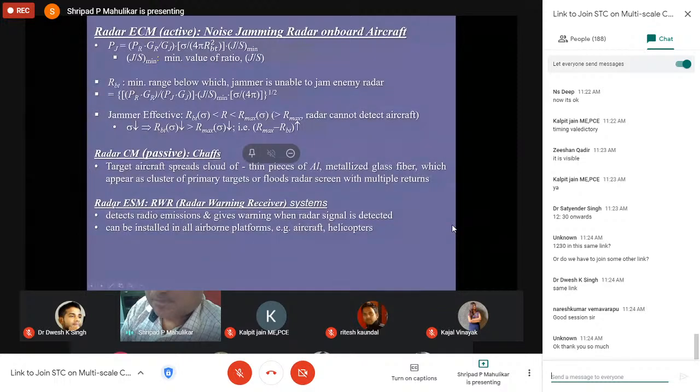An example of radar ESM, electronic support measure for radar, is RWR, radar warning receiver systems. RWR detect radio emissions and give warning when a radar signal is detected. Their aim is to detect radio emission, which will be from the radar transmitter, and to give the target aircraft a warning when the radar signal is detected. RWR can be installed on all airborne platforms like aircraft and helicopters. In fact, most military aircraft and helicopters have RWR installed.